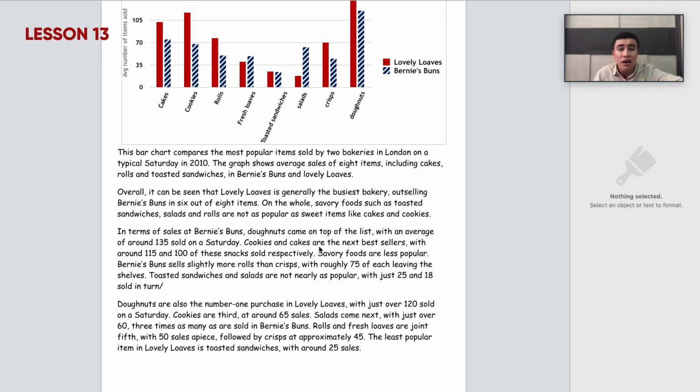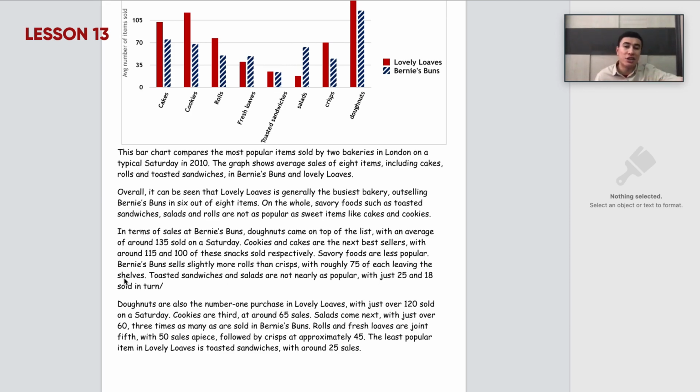Okay, cookies and cakes are the next best sellers. So as you can see, we are actually ordering items, okay, with around 115 and 100 of these snacks sold respectively. Okay, we are talking about two different items, and here we have two different numbers, and okay, cookies 115, cakes 100. Savory foods are less popular. Bernie's Buns sells slightly more rolls than crisps, with roughly 75 of each leaving the shelves.